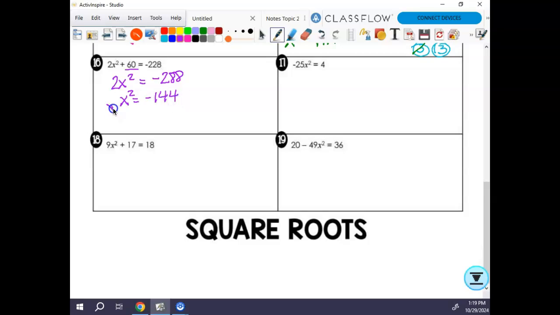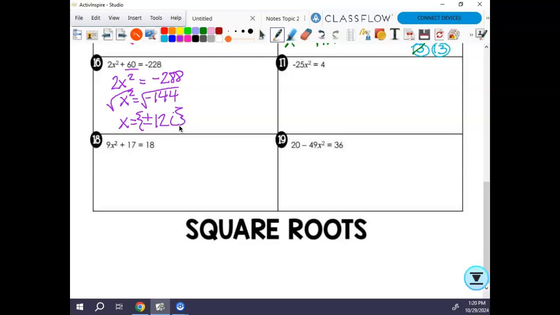Then I'm going to take the square root of both sides. Is 144 a perfect square? Yes. Okay, so I get x equals, what do I have to write first? Plus or minus. What's the square root of positive 144? 12. But since it's negative, what goes after this? I. And that is your answer.